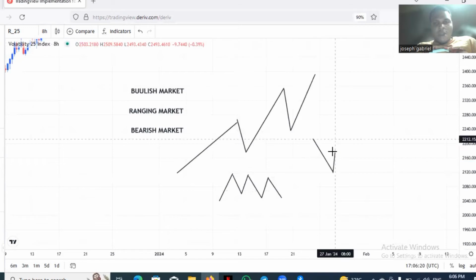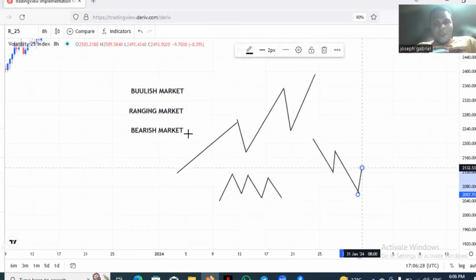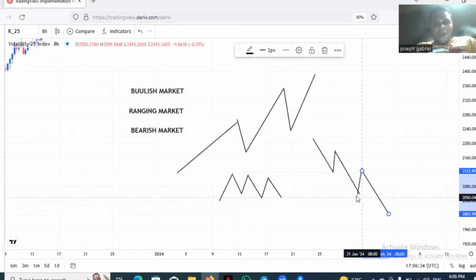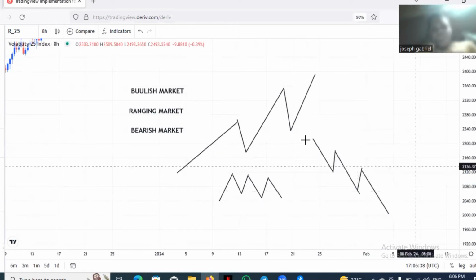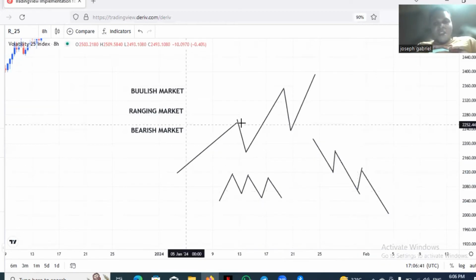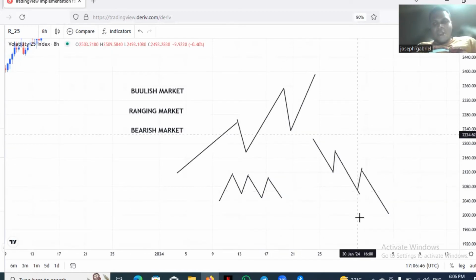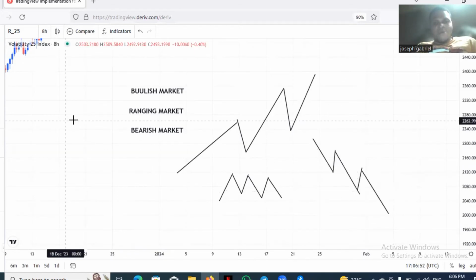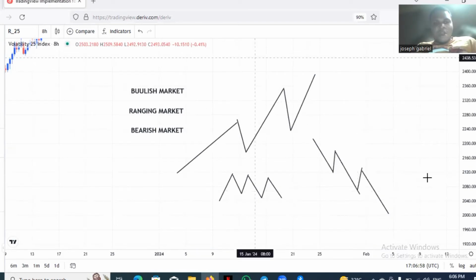Then you see something like this. Then you see something like this. Then you see something like this. So guys, with this I can tell that you can see the 3 states of the market here. This is a bullish market, a ranging market here, and this is a bearish market over here. So you can see these 3 things are possible. The market must give us these 3 things.